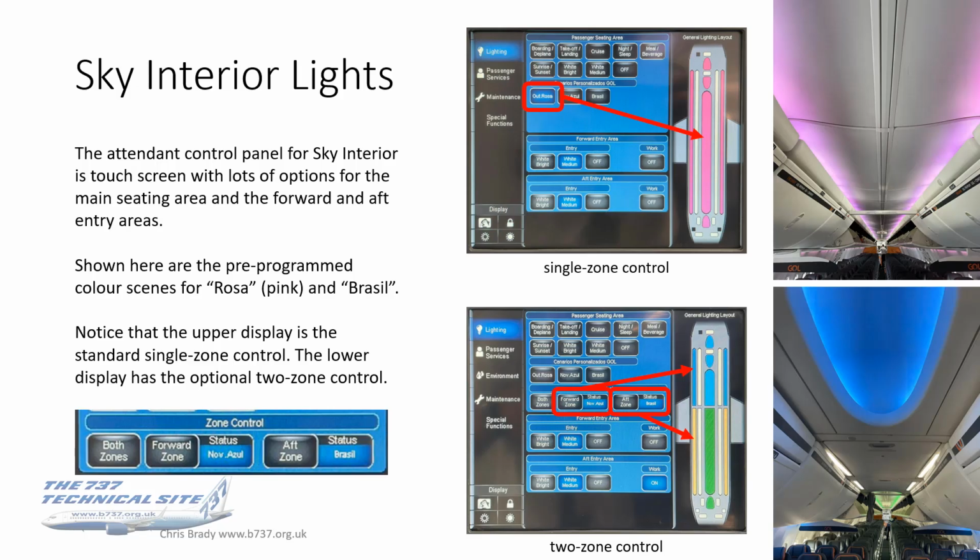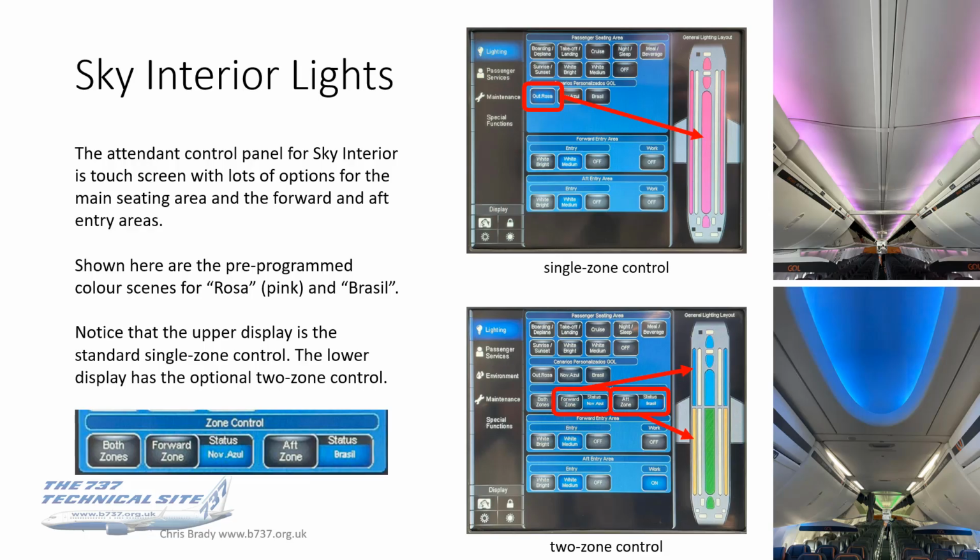These are what the Sky Interior lights can look like. So the panel is touchscreen, lots of options on it for the main seating area and the forward and aft entry areas. Shown here, the upper photos are Rosa, which is pink, and the lower one is a multicoloured one called Brazil. So you've got the red, green, and yellow there in play.